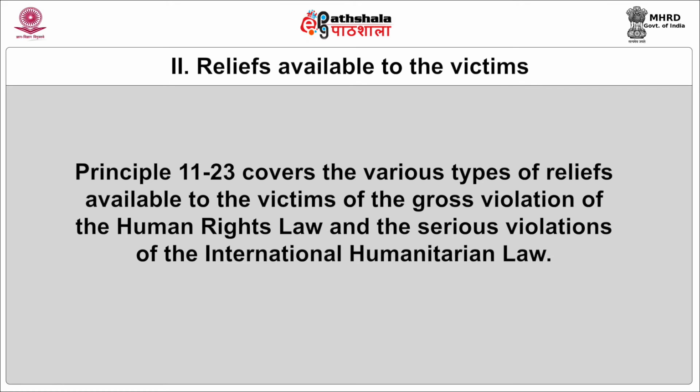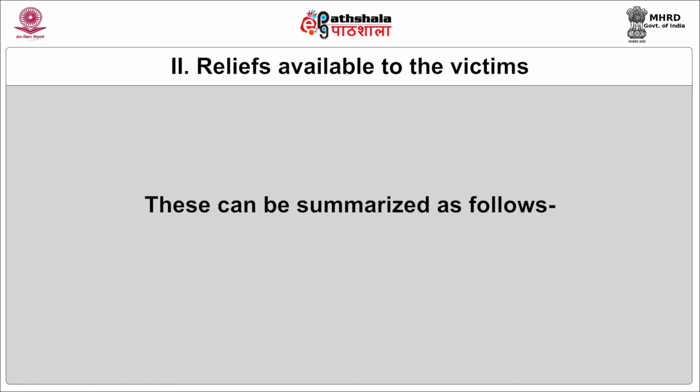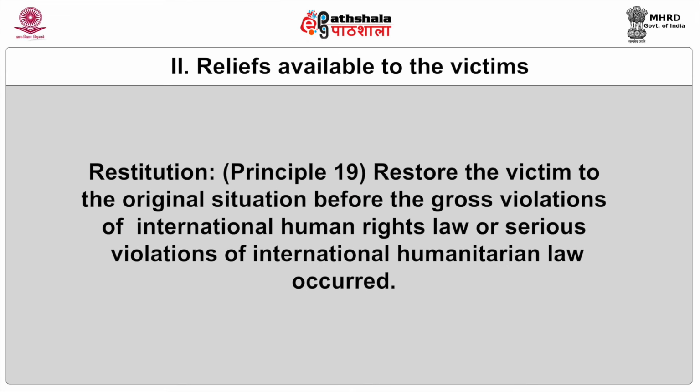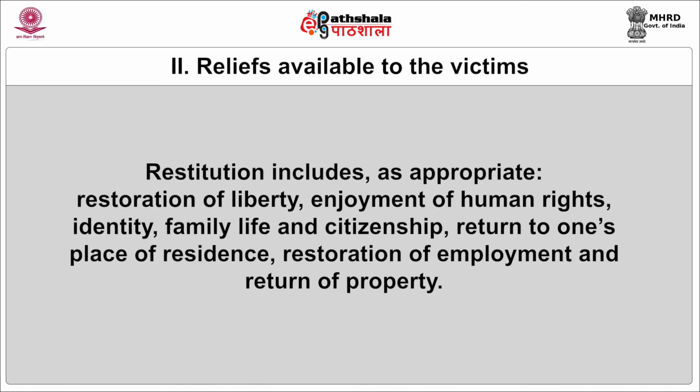Principles 11 to 23 cover the various types of relief available to the victims of gross violations of human rights law and serious violations of international humanitarian law. These can be summarized as follows. Restitution. Principle 19: restore the victim to the original situation before the gross violation of international human rights law or serious violation of international humanitarian law occurred. Restitution includes, as appropriate, restoration of liberty, enjoyment of human rights, identity, family life, and citizenship, return to one's place of residence, restoration of employment, and return of property.